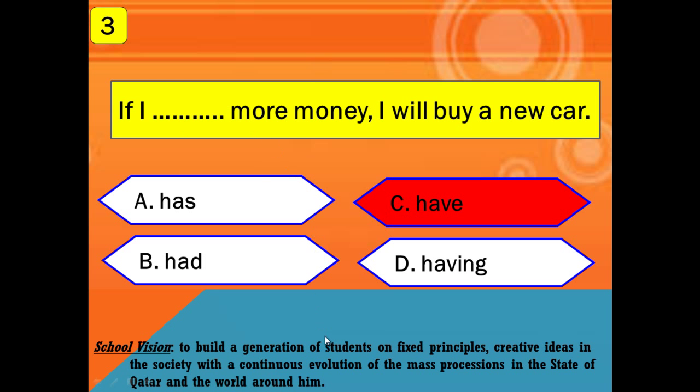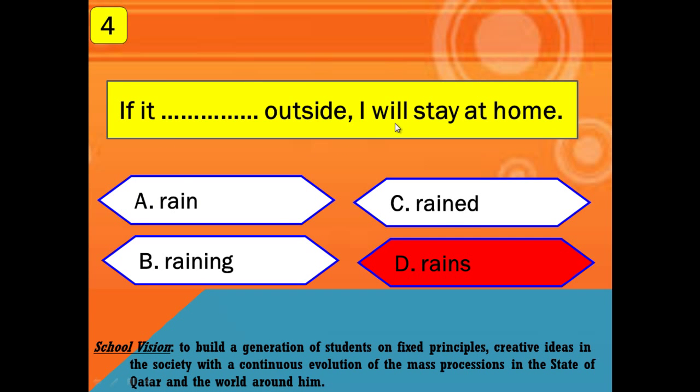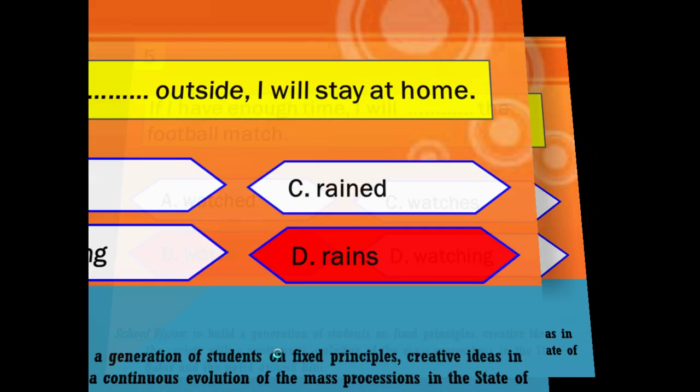Okay. Number 4, if it rains outside, I will stay at home. Will stay, future simple tense. So here we want a present simple tense. Okay, present simple tense. Rains. Why rains? Because it is preceded by it. It rains. Okay. The last sentence for you.